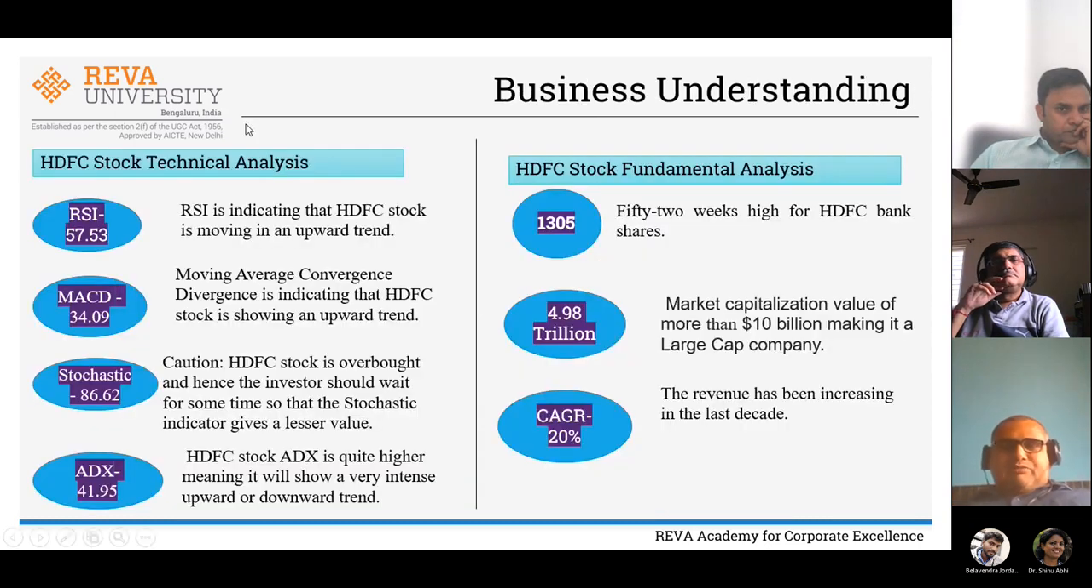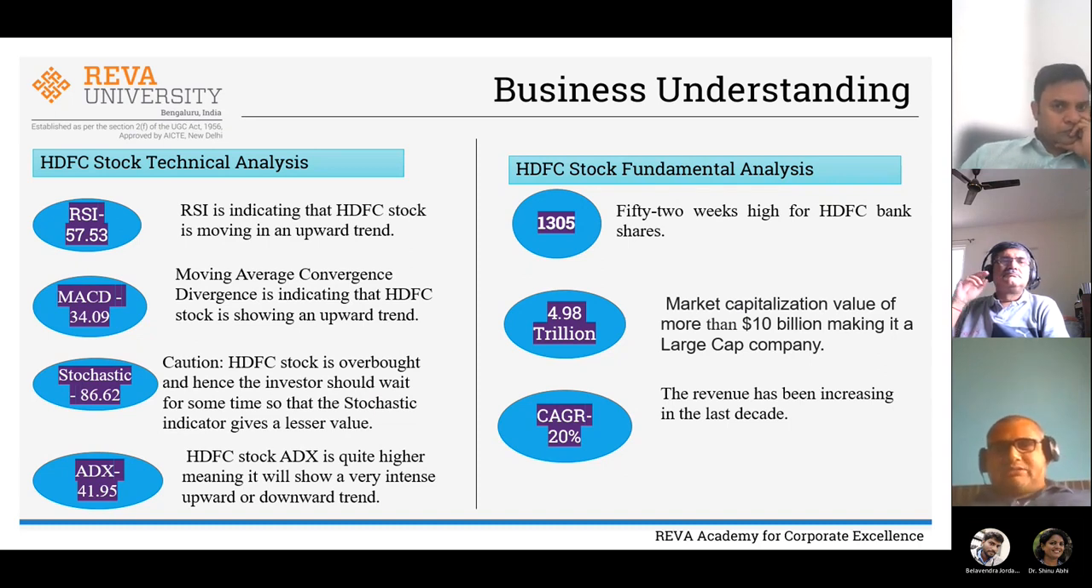Now let us come to the business understanding. Because I have taken the HDFC data set under consideration, I have tried to understand the technical analysis of HDFC stock, how strong it is, and also the fundamental analysis, how the HDFC stock is performing. Right now we can see that the 52 weeks high for HDFC Bank shares is around 1305, which is quite a healthy trend. Market cap is around $4.98 trillion, and any company with more than $10 billion is a large cap company.